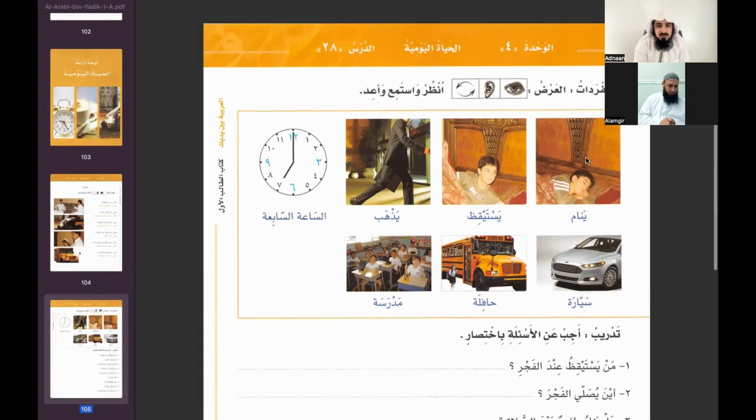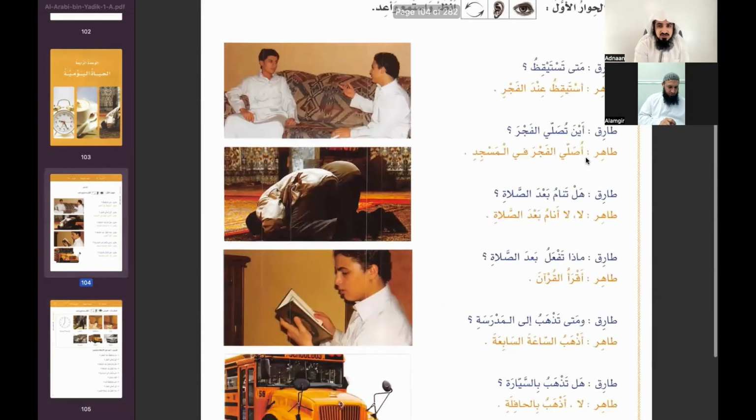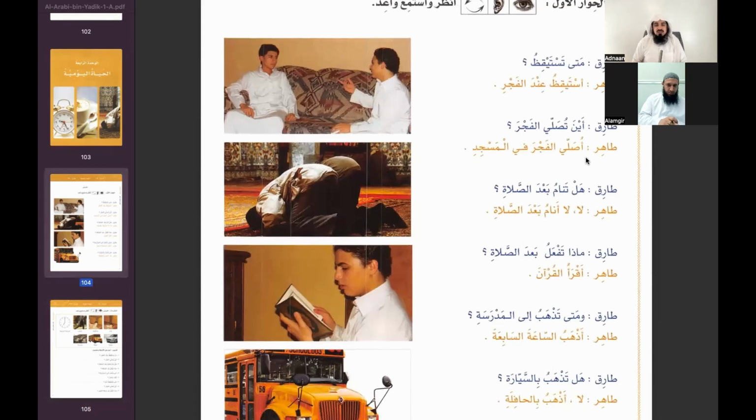So let's go back to our conversation. Translate it for me. I'll read the Arabic, you translate. متى تستيقظ? What does that mean? So mata is a new word for us. Mata means when. When. Okay.